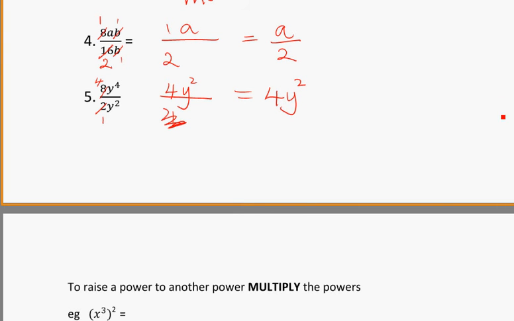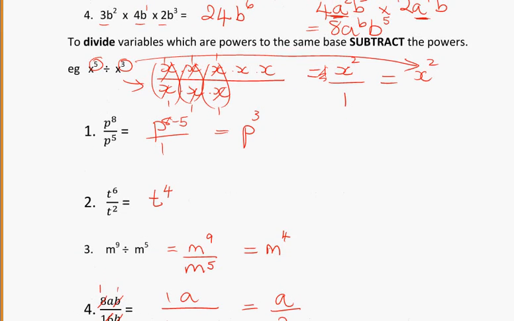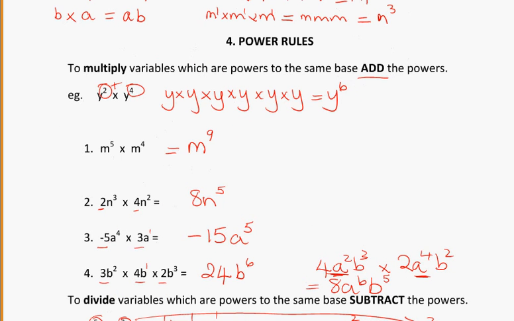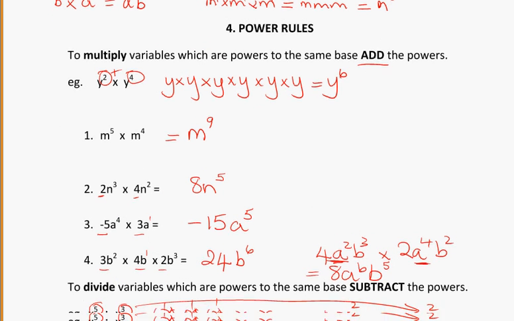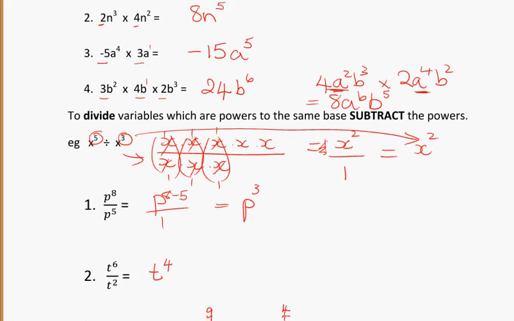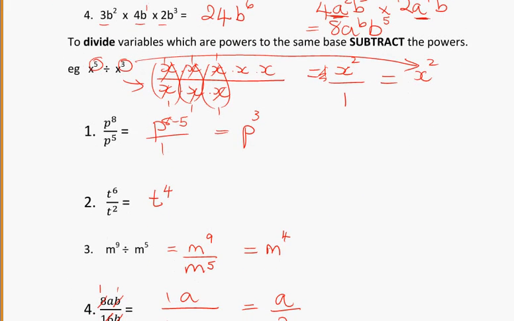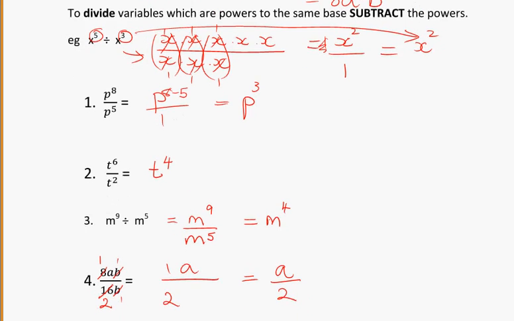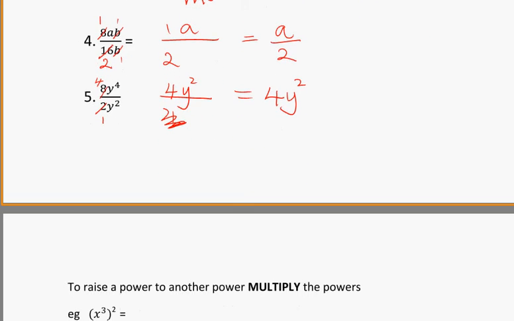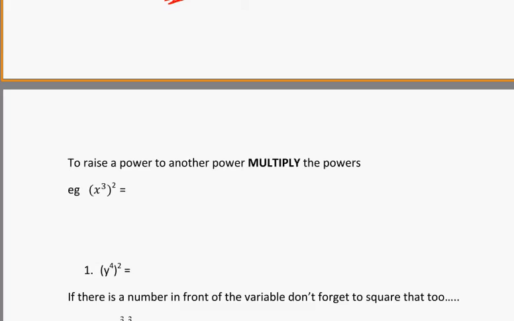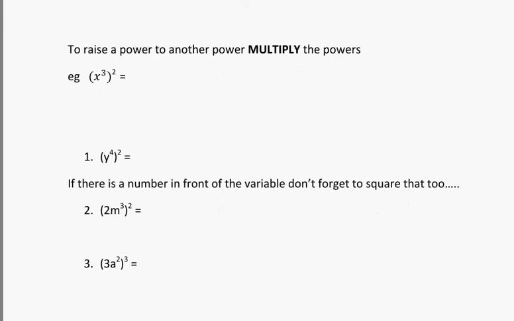So the rules are, when you multiply variables which are powers to the same base, add the powers, and to divide variables which are powers to the same base, subtract the powers. Now the last situation is what happens when you raise a power to another power. Let's have a look at the example.